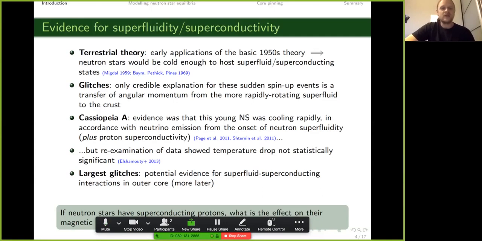There's some hint that, if you like, a direct hint of the presence of the superconducting component could come from the largest observed glitches. There's some hint that they can't be glitches that come from the crust alone, and I'll talk about that a bit later. So the big question here, for the most substantial calculation for this talk, is: if neutron stars have superconducting protons, what's the effect of that on their magnetic fields?